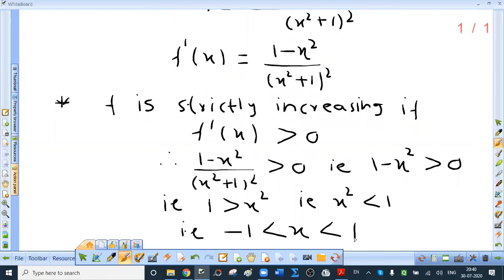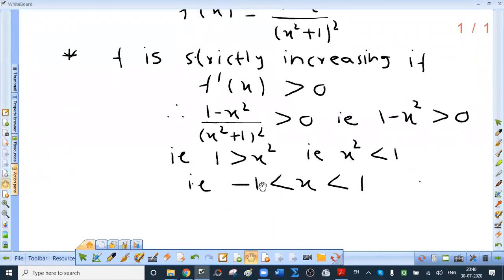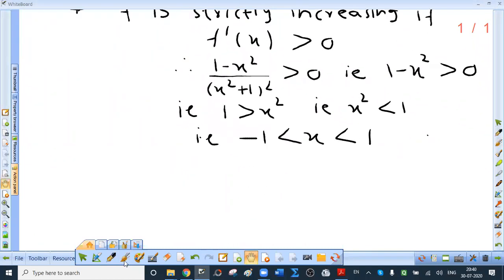So for all values between minus 1 and 1, the function is strictly increasing. Now find out for decreasing. In fact, from the number line, we can find out that for x greater than 1 or less than minus 1, the function is strictly decreasing. But in board exam, you have to write this. In CET, you can directly write the answer.